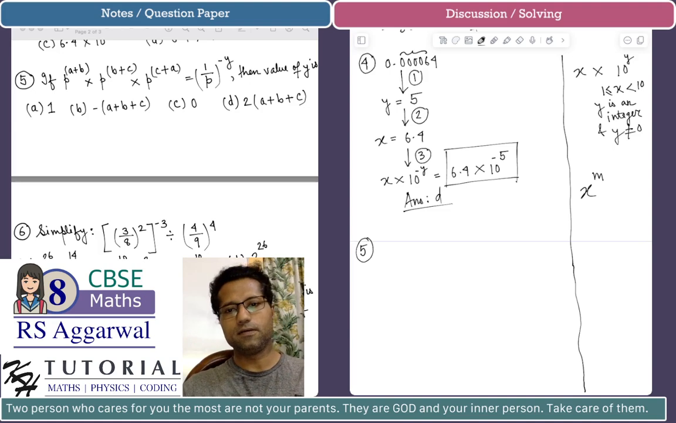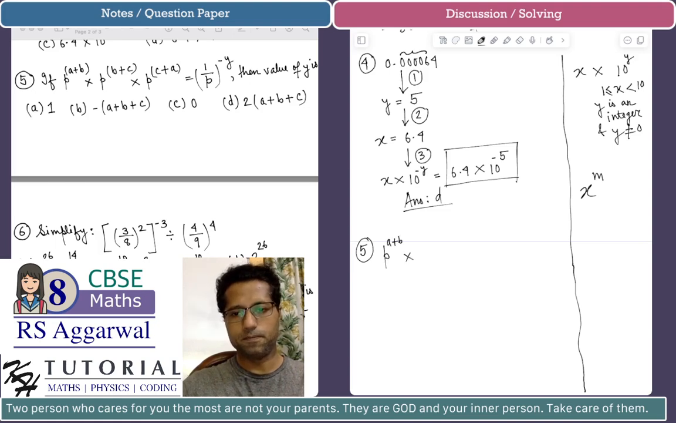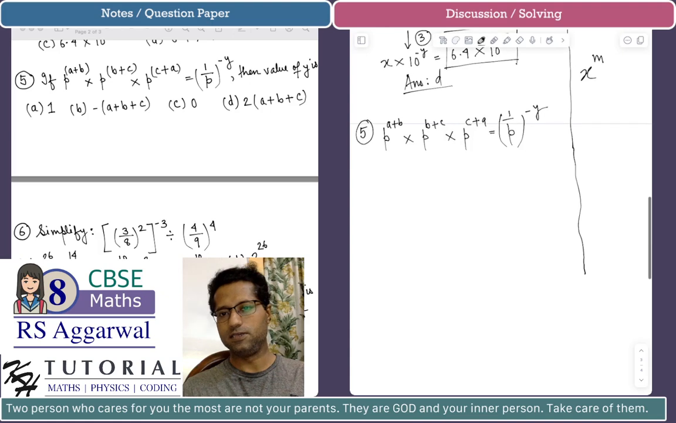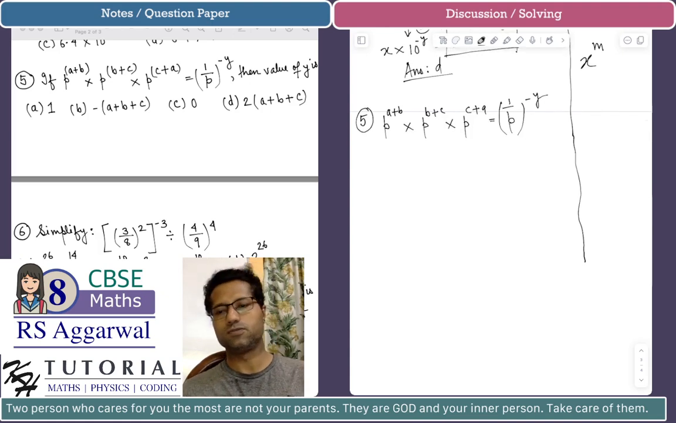So on the right hand side, in this problem, what is given, let's write it down. p to the power a plus b multiplied by p raised to the power b plus c multiplied by p again raised to the power c plus a equal to, on the right hand side we have 1 by p raised to the power minus y. So the idea is to convert both the LHS and the RHS into exponential form, so that the base remains the same. Then we will equate the powers.